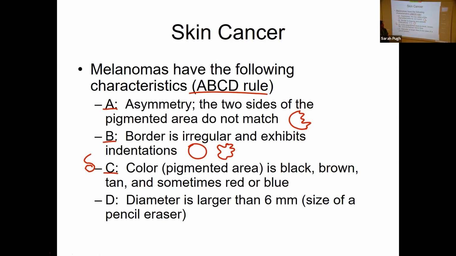Color. If it is black, brown, tan, mottled, so a mixture of all of those, or has any red or blue in it, you need to have it checked. And D stands for diameter. If it's larger than about 6 millimeters, which truly is only the size of a pencil eraser, you need to have it checked, okay?